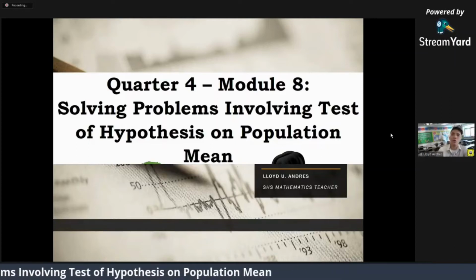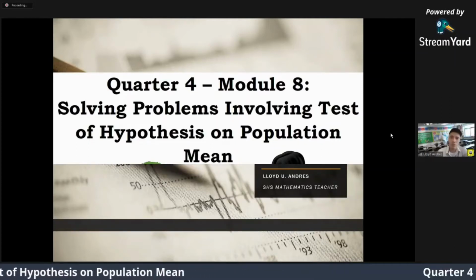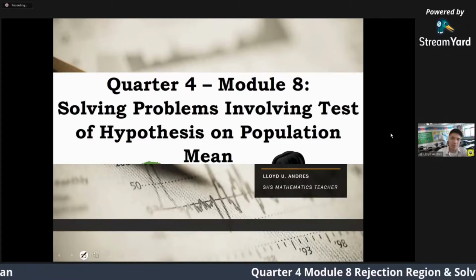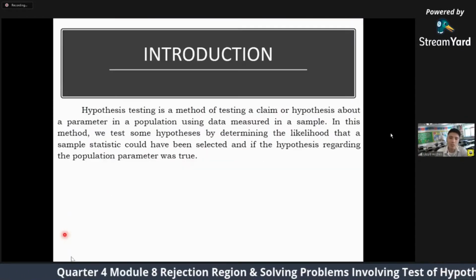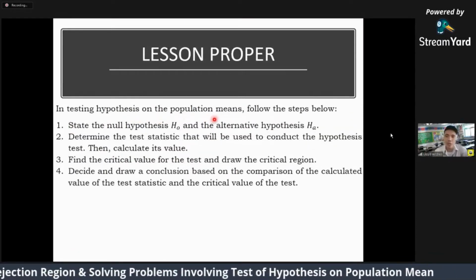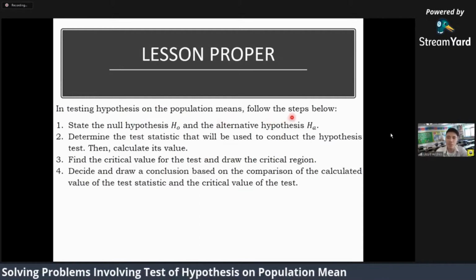Quarter 4, Module 8, solving problems involving tests on hypothesis on population mean. So in testing hypothesis on the population mean, follow the following steps below.